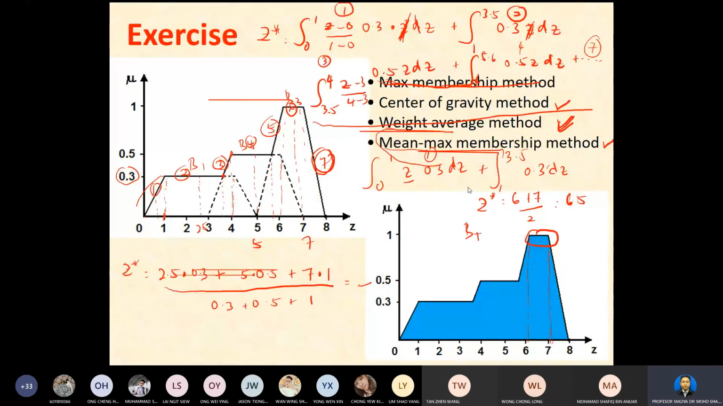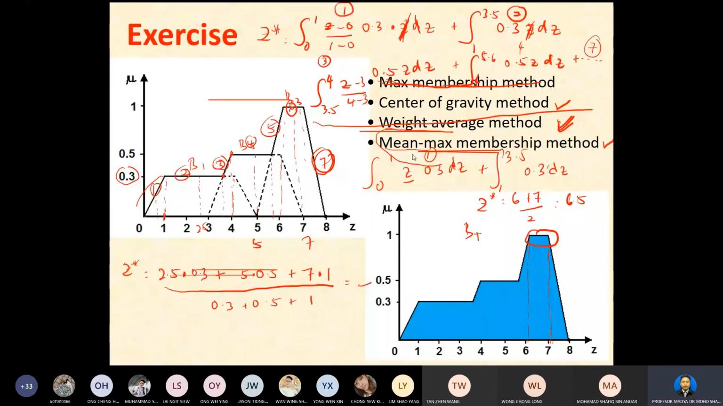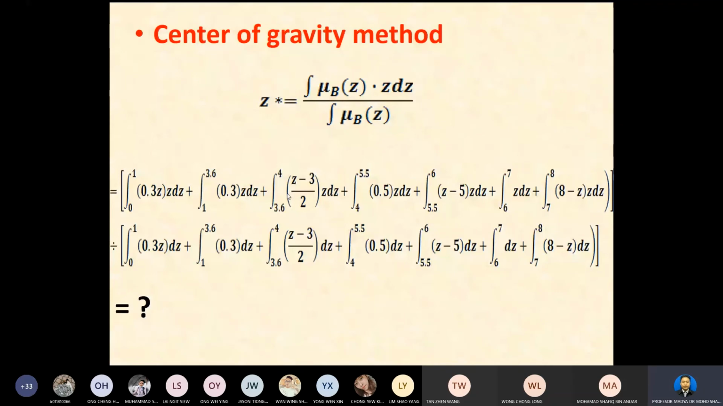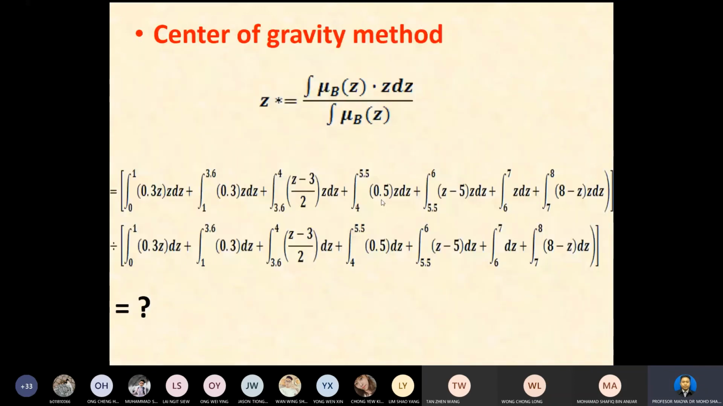So for this equation, from 3.6 to 4, it is z minus 3 divided by 1, because 4 minus 3 is 1, multiplied by 0.5, so you get 1 over 2, 1 over 2 z dz. Next, this one will be 0.5, so you get here for equation number 4, 0.5 z dz, similar to this one. And then this one will be divided.